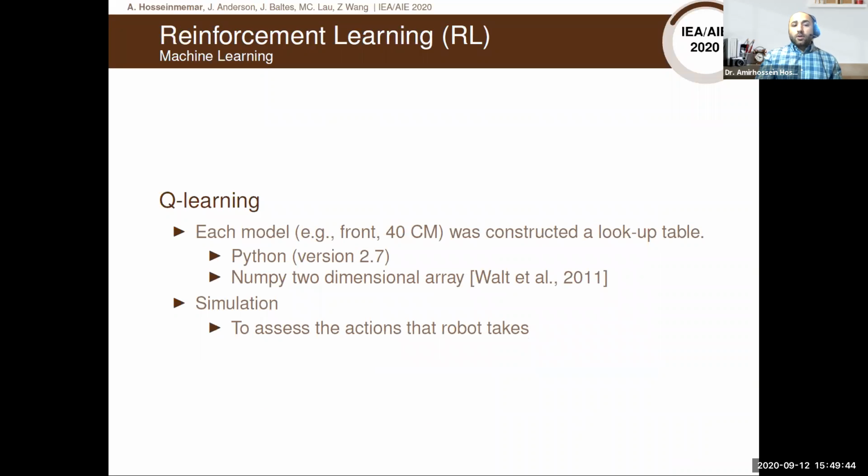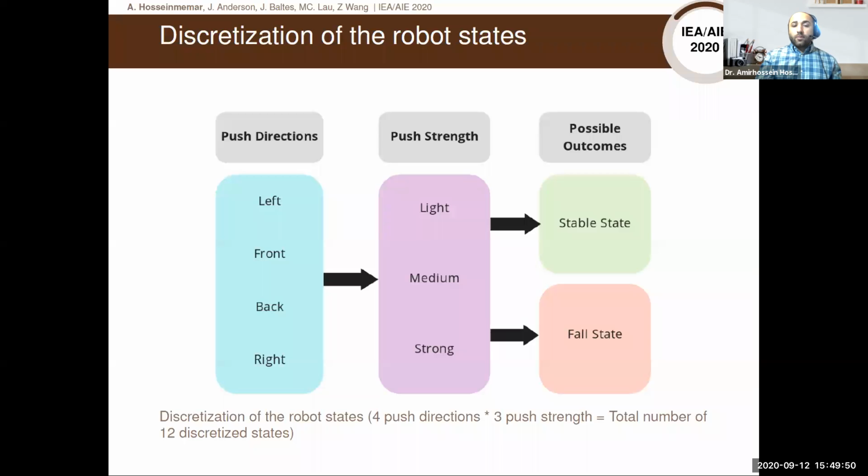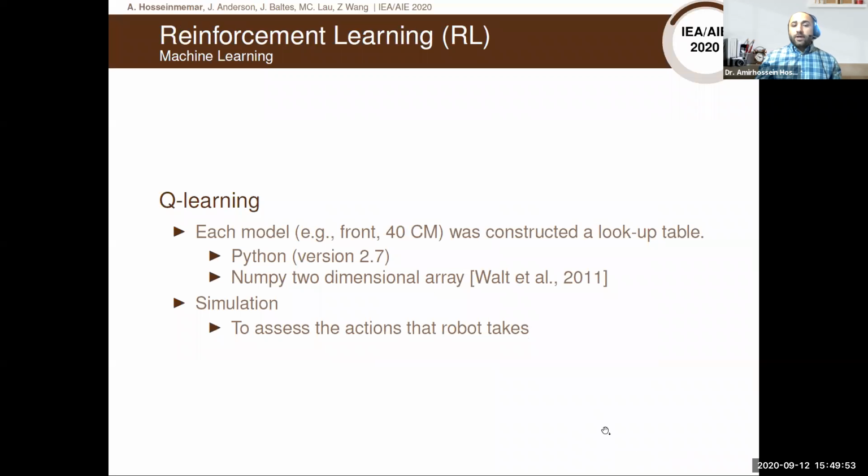For the reinforcement learning, we use Q-learning. For each model, out of those 12 models that we just talked about, we have, for example, front 40 centimeters, because we have 30, 40, and 50 centimeter distances for every direction. So for front 40 centimeters, the model was constructed with a lookup table. We use Python version 2.7 and NumPy multi-dimensional arrays. We also use simulation to assess the actions that the robot takes.